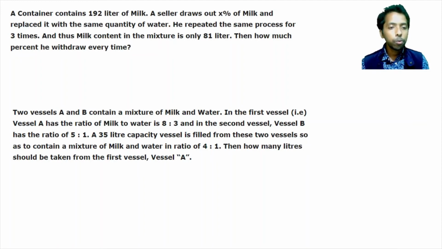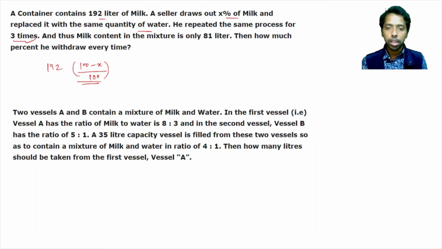A container contains 192 liters of milk. A seller draws out X% of the milk and replaces it with the same quantity of water. He repeated the process 3 times. It's not saying 3 more times, so keep in mind that he repeated the same process 3 times in total. So 192 liters, and now 100 minus X% of the milk remains after X% is replaced with the same quantity of water.